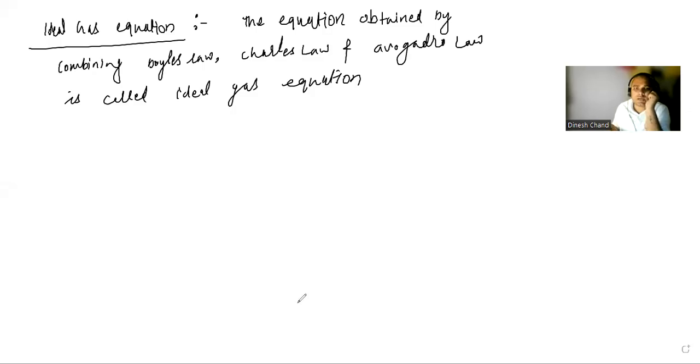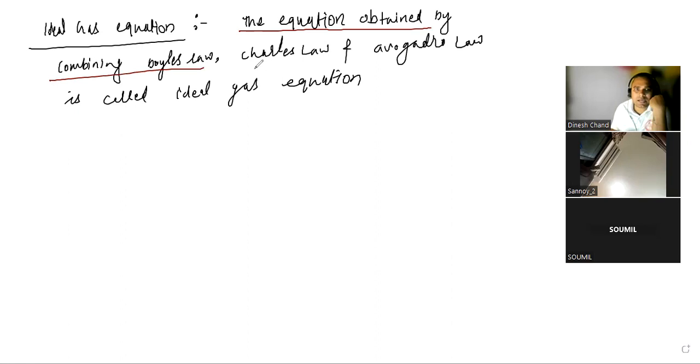So what are these? That is the equation obtained by combining what? Boyle's law, then the next one, Charles' law, and Avogadro's law. So Boyle's law, if you talk about it, says V is inversely proportional to P.